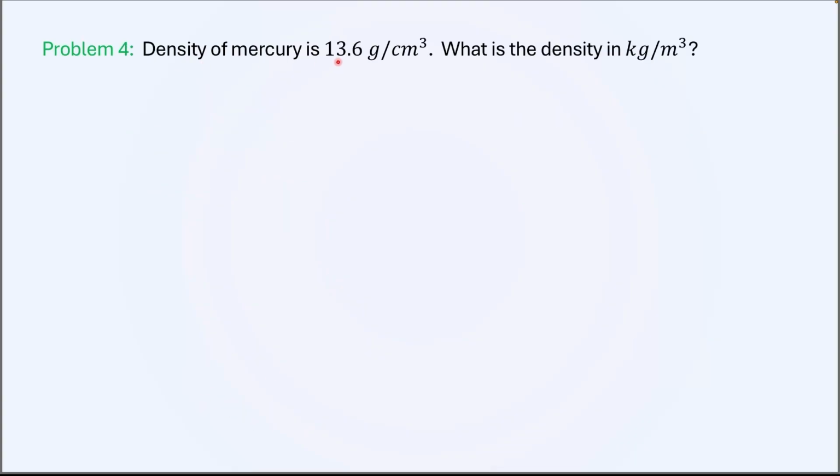The density of mercury is 13.6 grams per centimeter cubed. What is the density in kilogram per meter cubed? We need to find 13.6 gram per centimeter cubed is how many kilogram per meter cubed. So we need to convert from gram per centimeter cubed to kilogram per meter cubed. There are two conversions here, from gram to kilogram, and from centimeter cubed to meter cubed.